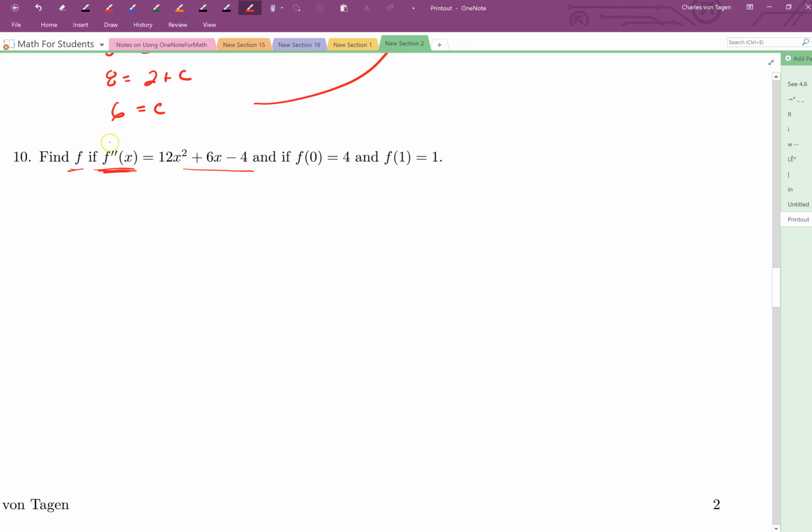So first of all, we're going to take the antiderivative of f double prime. When I take the antiderivative of f double prime, I will have the function f prime. So I'm going to have to repeat this process twice to work back up from the second derivative to the original function. Okay, so let's give that a shot here. We know then that f prime of x, I'm going to apply the power rule here, so add 1 to the exponent, x cubed, divide by the new exponent, so 12 divided by 3 is 4, plus add 1 to the exponent, that'll be x squared, divide by the new exponent, so 6 divided by 2 is 3, minus 4x.